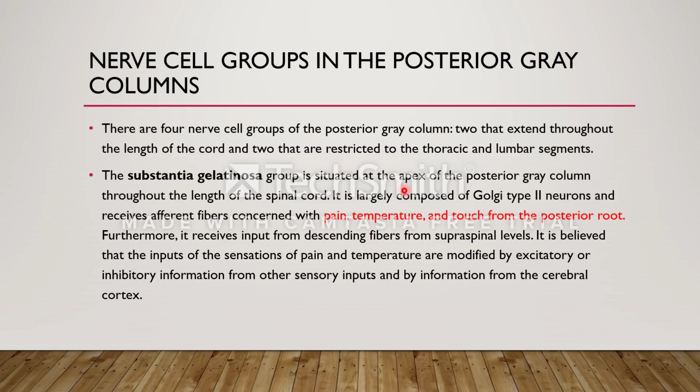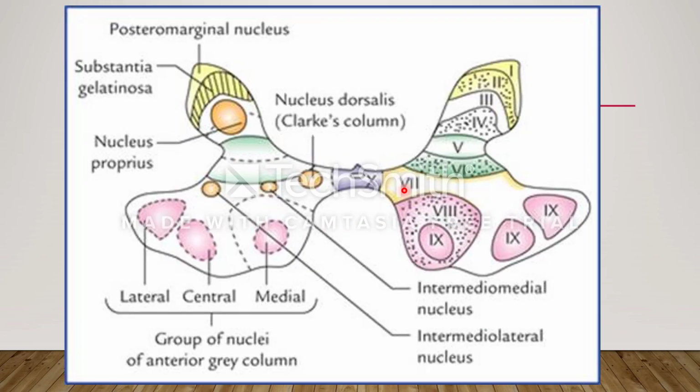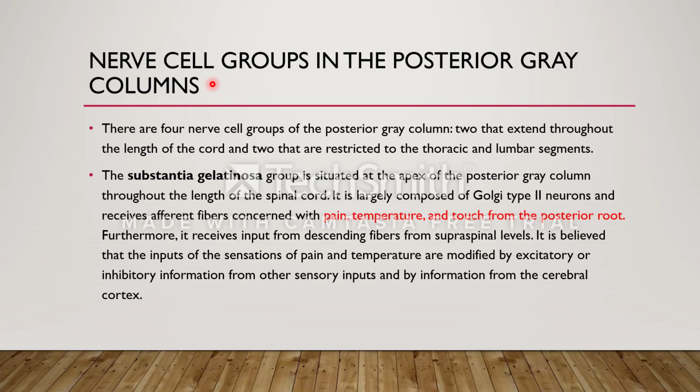This is very, very important. The anterior gray column was for the muscles. See here, this was for the muscles or motor area or efferent area. Now we are discussing the posterior gray column. This is the afferent area. It is carrying the afferent information or the sensory information. So the substantia gelatinosa is carrying the afferent sensation of pain, temperature and touch. Furthermore, it is also receiving some of the descending fibers from the supraspinal level. So the important thing is it is receiving the afferent fibers with pain, temperature and touch.